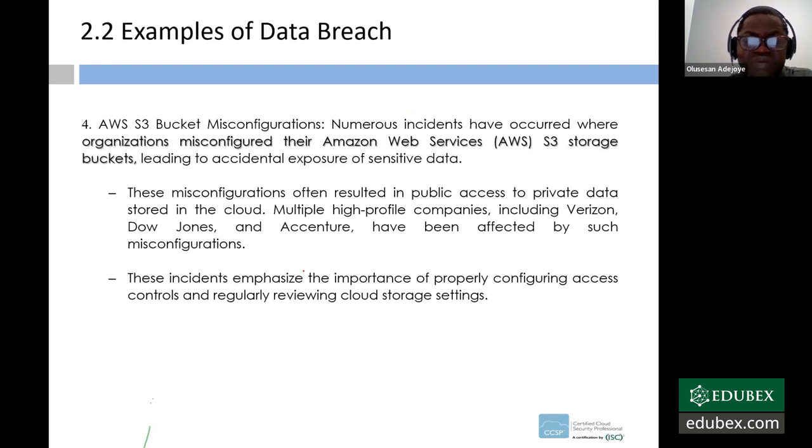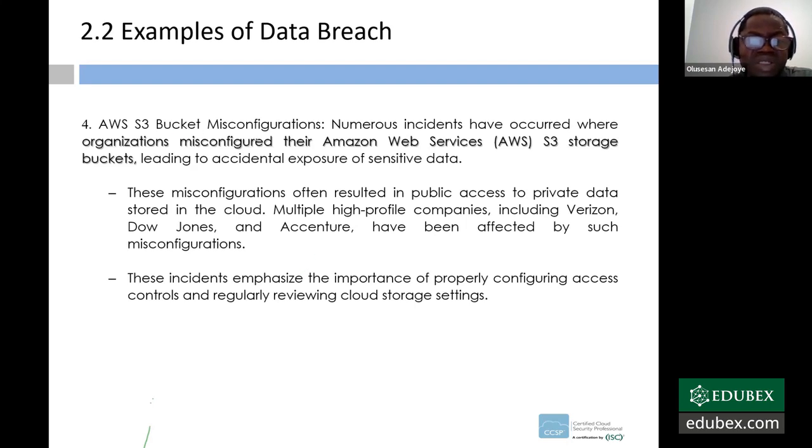They use all the mediums of communication to ensure that they drive home their point on how to convey this security awareness education. Then we have the AWS S3 bucket misconfiguration attack. And this led to most of the private data stored in the cloud being exposed to the hands of the attackers. This includes Verizon, Dow Jones, and Accenture. They were affected due to this misconfiguration of S3 bucket.